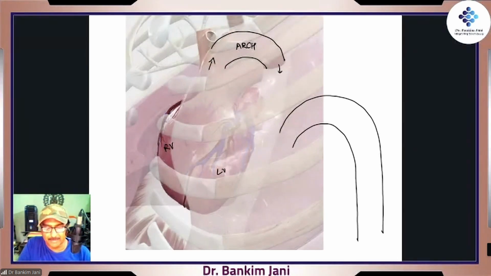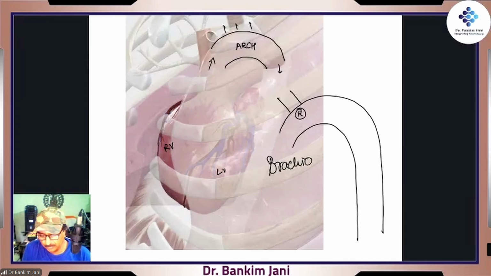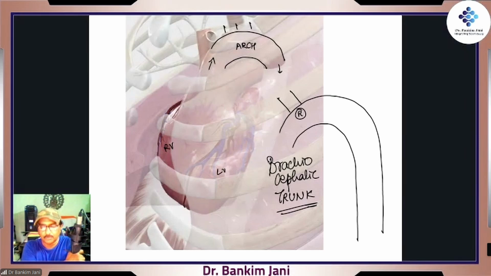So there are three major branches. One is called the brachiocephalic trunk, which is on the right side. A very simple name. Brachio means arm, so this trunk will be supplying the arm. Cephalic means head. So it will be supplying the arm as well as the head.